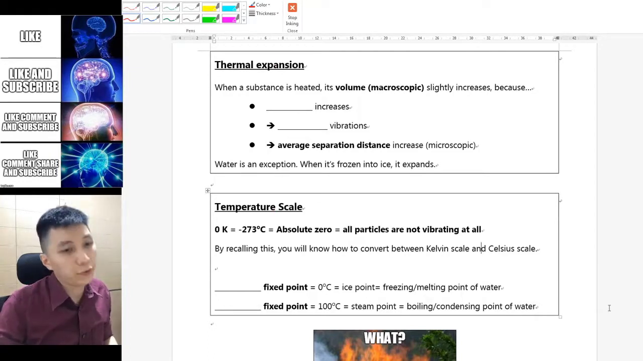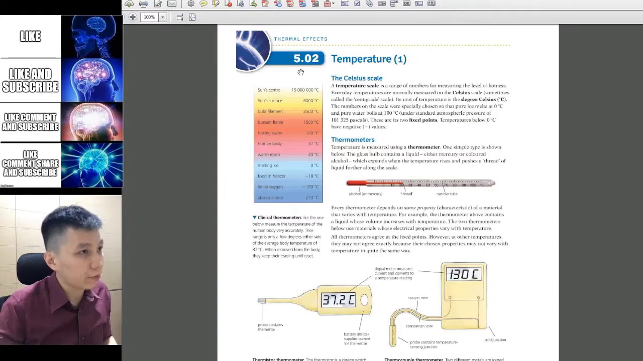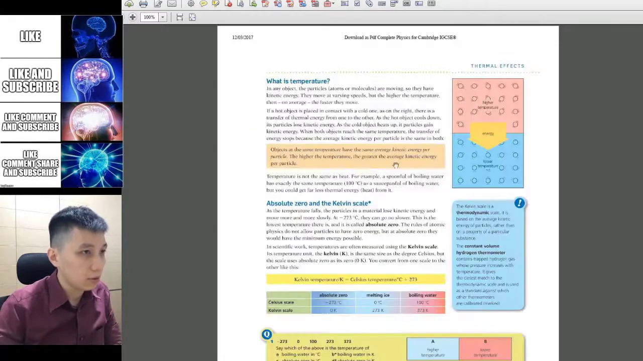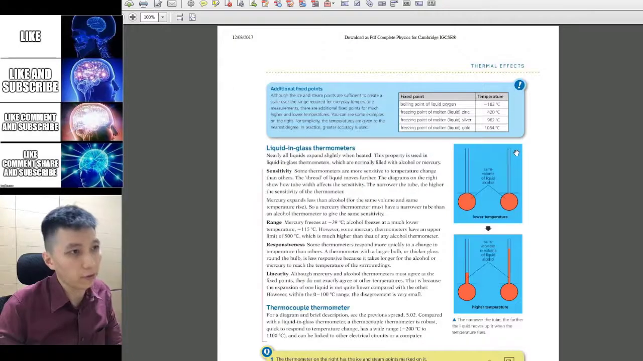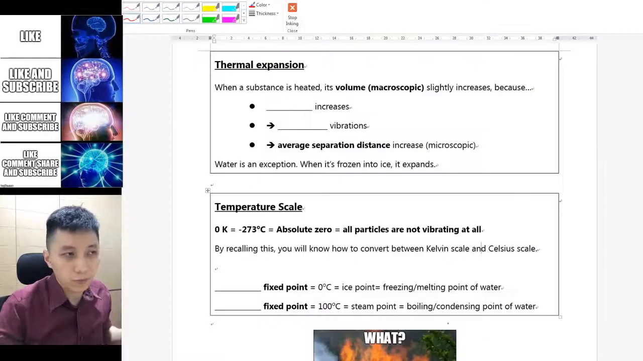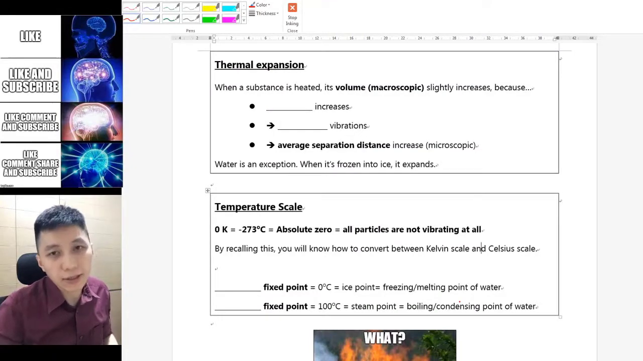And my hint for you to refer to the textbook should be chapter 5.02, these two pages, and also 5.03 for these two pages. So try to pause the video now and really try to read through the sentences and locate the correct answers. A few moments later.